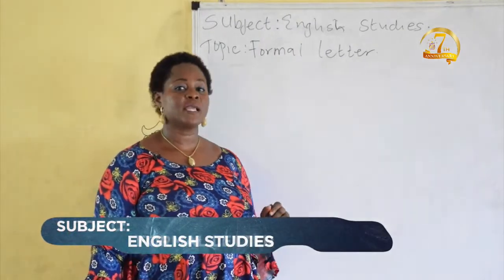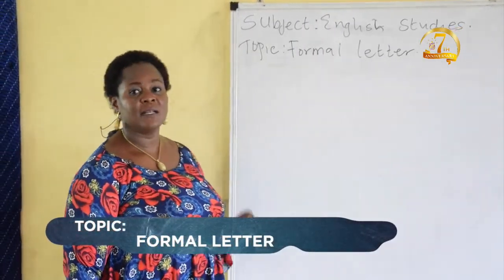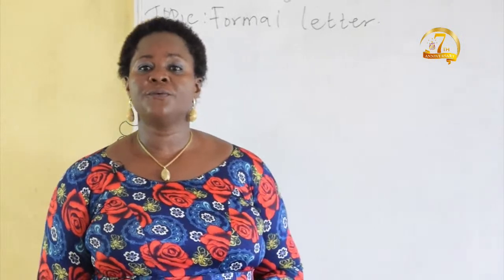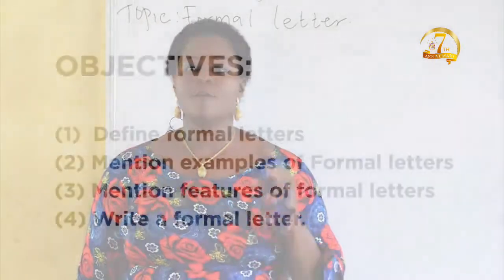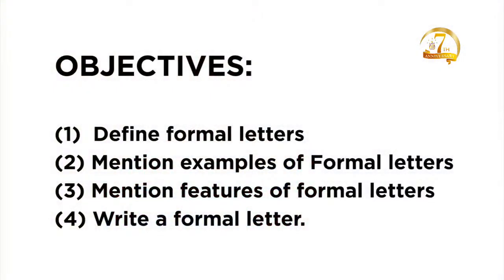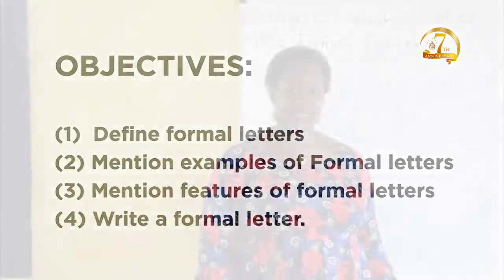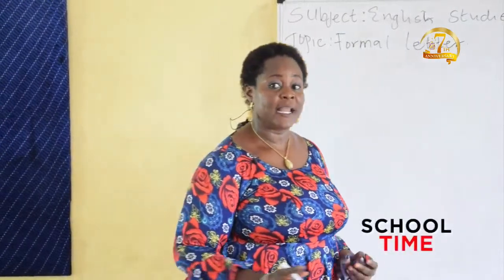And our topic today is formal letter. But before we continue, we are going to look into 4 objectives. Number 1 objective, definition of formal letter. Number 2 objective is going to be the types of formal letter. Then number 3, the features of formal letters. While the number 4 is how to write a formal letter. Okay, I hope we are clear with that.